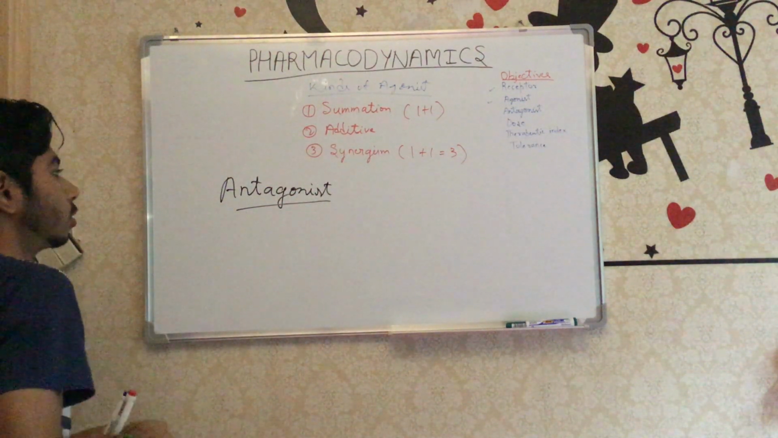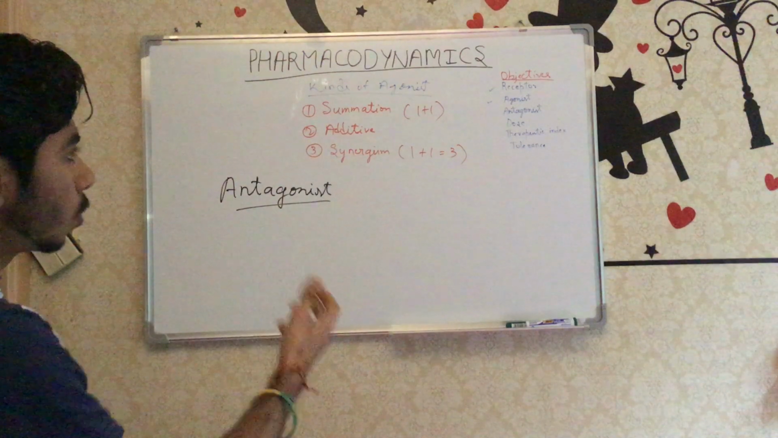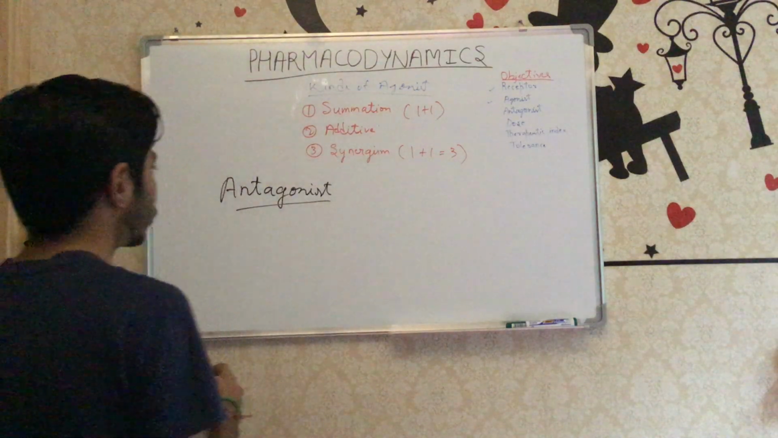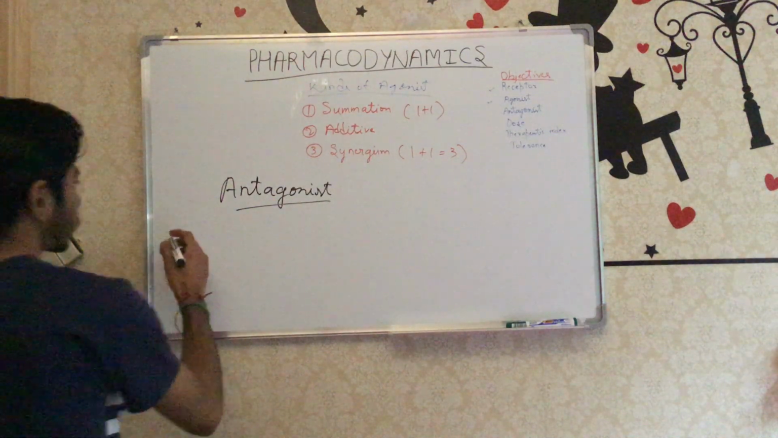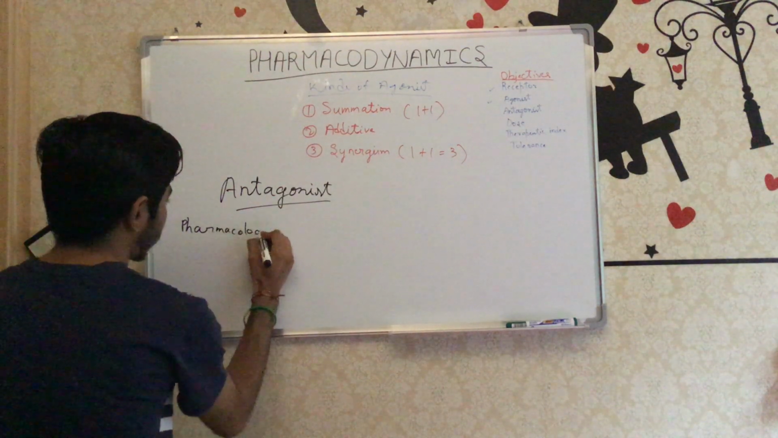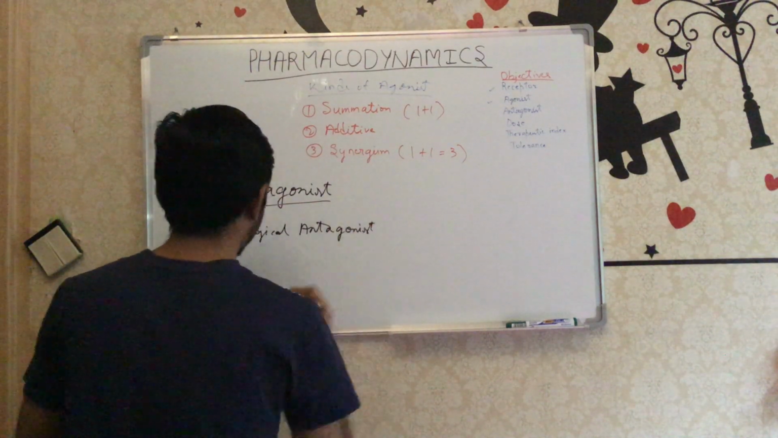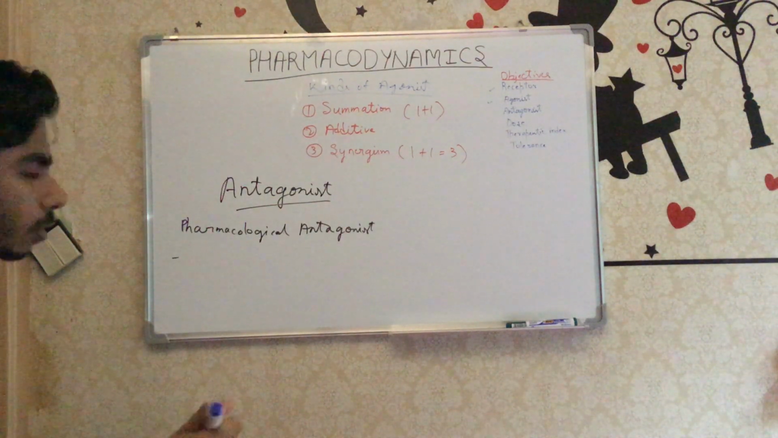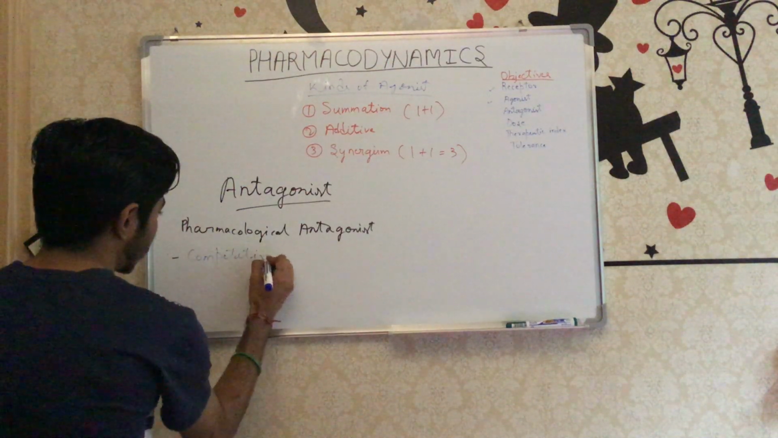Antagonist, as I have already told, is also a chemical, but it won't allow the agonist to bind to the receptor and produce the response in our body. So there are two kinds of pharmacological antagonist. These are competitive antagonist, or specific antagonist.